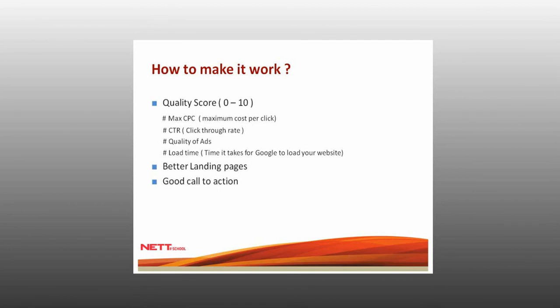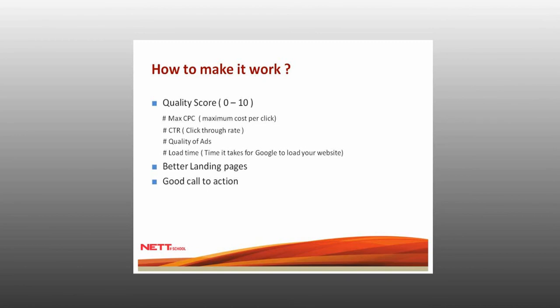Then is the quality of the ad. That means whether it's a landing page or whether there's a good call to action. Ideally speaking, when you write an ad, it should include the keyword that you're trying to sponsor. That's a good way of doing it. And the next and the most important thing is load time. Okay, imagine you click on an ad and it takes 30 seconds to load. You're most likely to hit the back button. So Google also considers your load time.